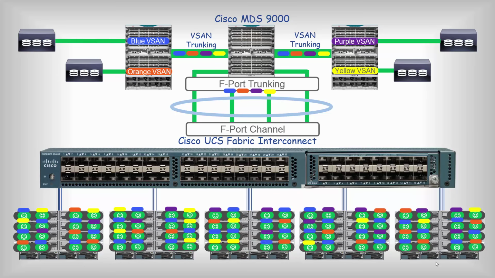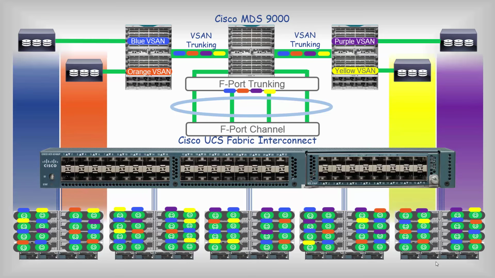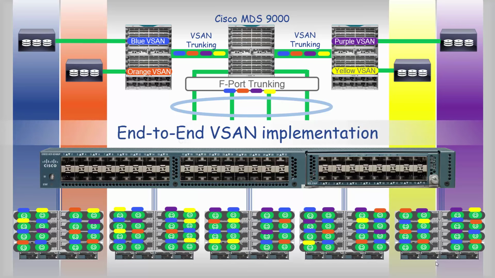As a final result, you can have different SANs for different departments, let's say finance, HR, engineering, sales, etc., by assigning the departmental storage ports to the corresponding vSAN on the MDS switches. These vSANs can spread all the way from storage to servers, thanks to F-port trunking.